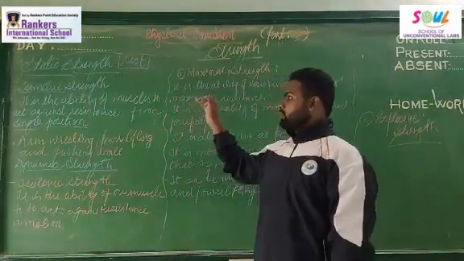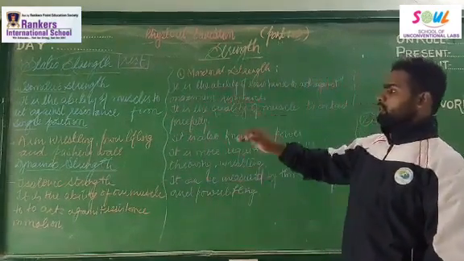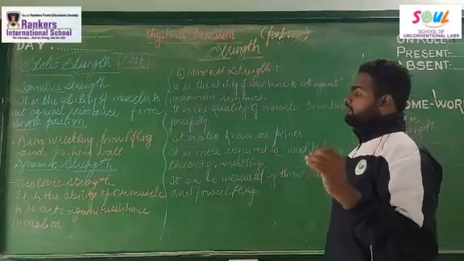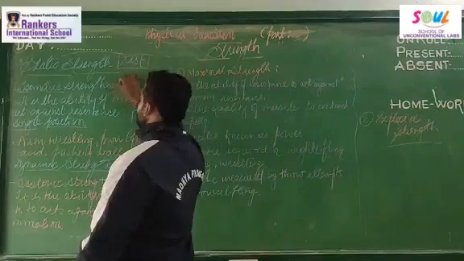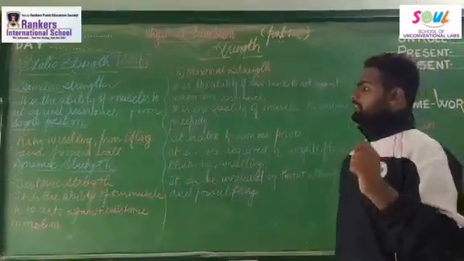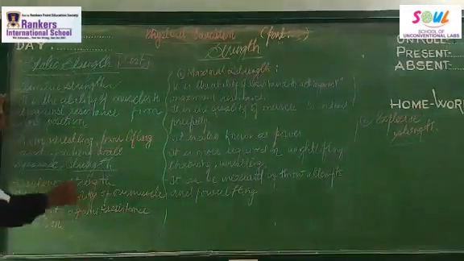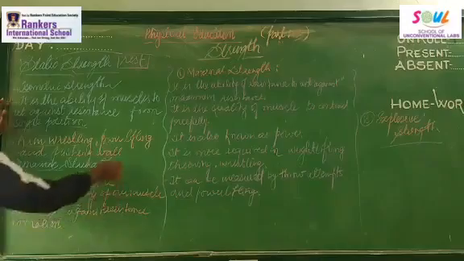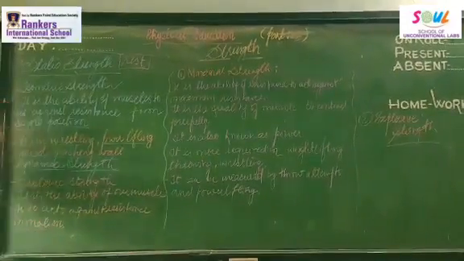It is the ability of our muscles to act against resistance from the single position. Which position? From the single position. It is also called isometric strength. Which kind of strength? It is also called isometric strength. The different examples of static strength are arm wrestling, powerlifting, and pushing the wall.